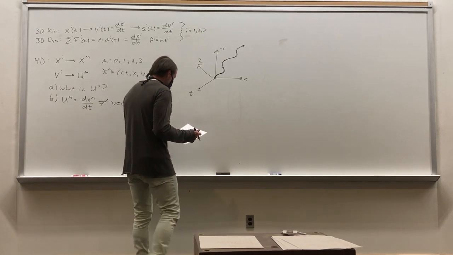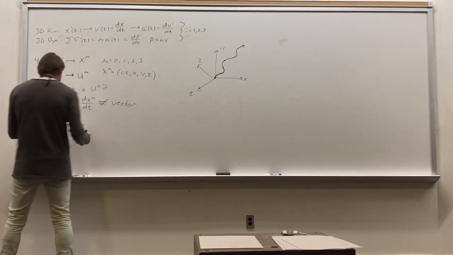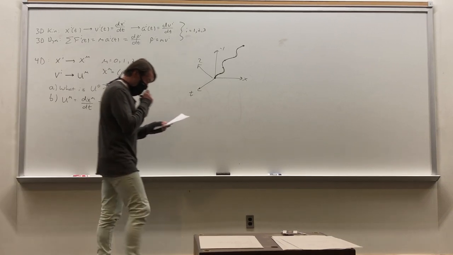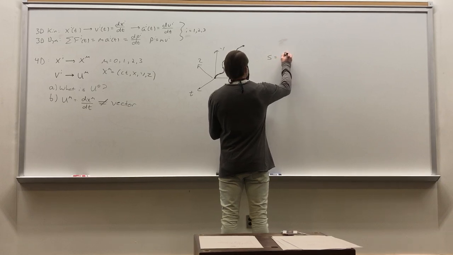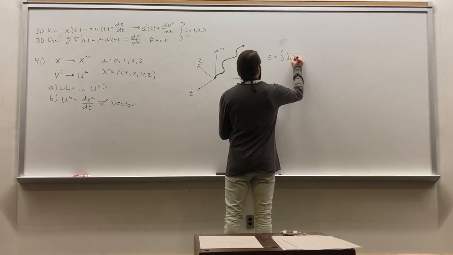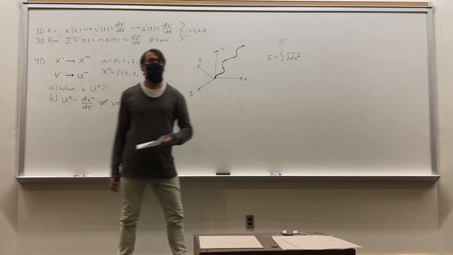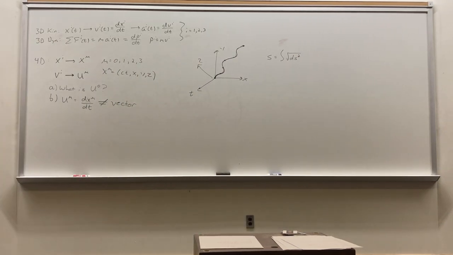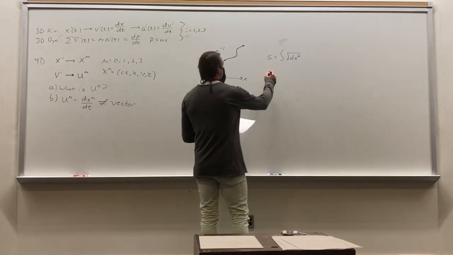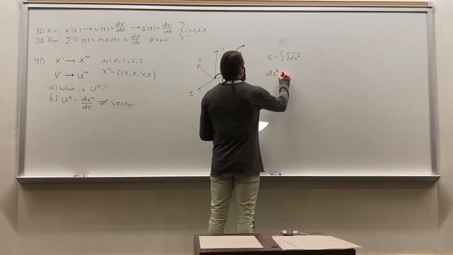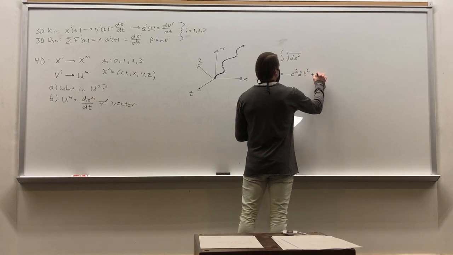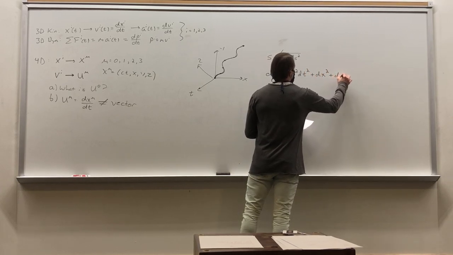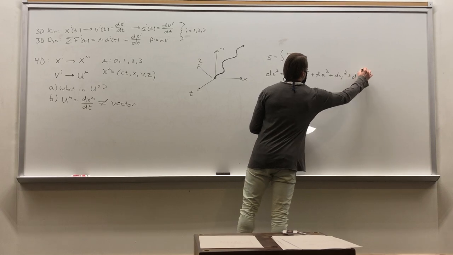So what we're going to do is use the length of the line, and we might say the length of the line is the integral of the square root of ds squared. That way, if it's not a straight line, we'll just integrate over it as it changes. Where ds squared, in case you don't remember, is minus c squared dt squared plus dx squared plus dy squared plus dz squared.